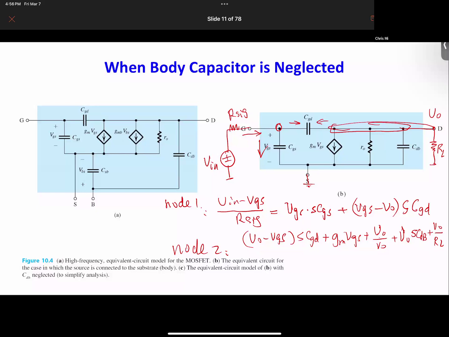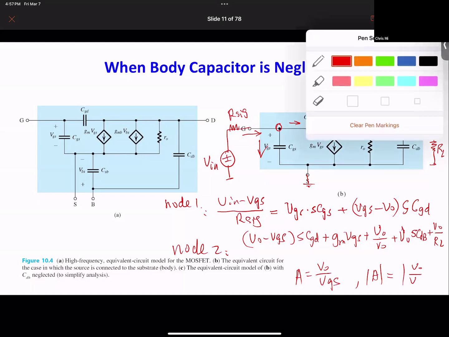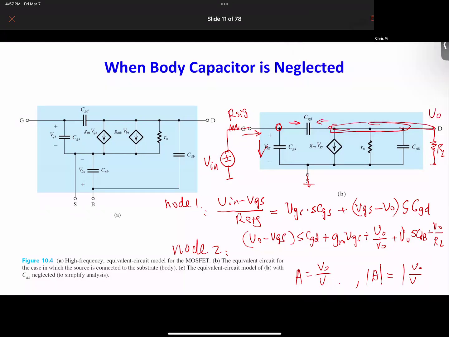So we got these two equations. Within these two equations, VGS is a variable and VO is a variable, so you have two variables. We can easily manipulate the equations and finally find the relation between VO and VGS. If you find that, you can find the gain, which is equal to VO over VGS. In this case, it's going to be, again, also a complex function. Actually, not VGS, it should be with respect to VSIG. VSIG is the input. So we should do that.